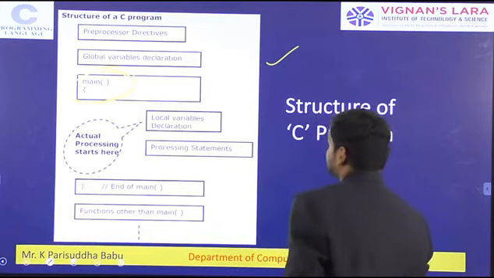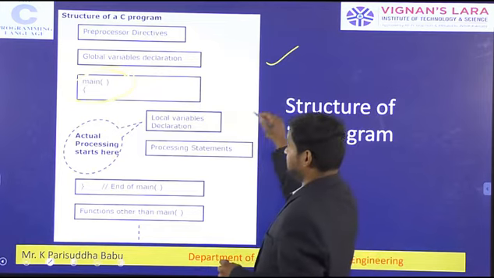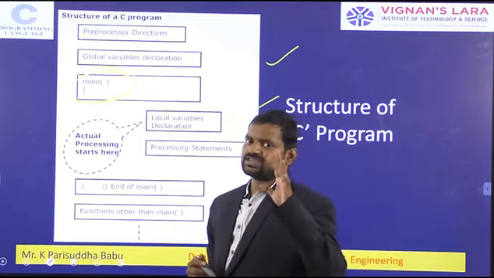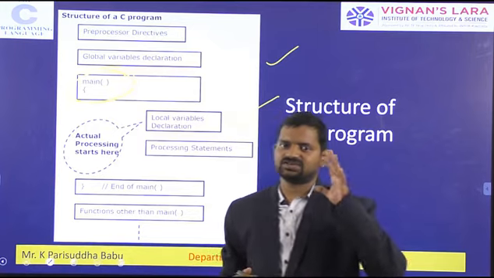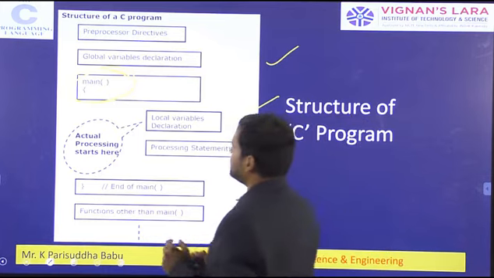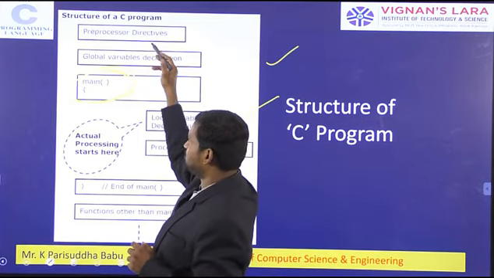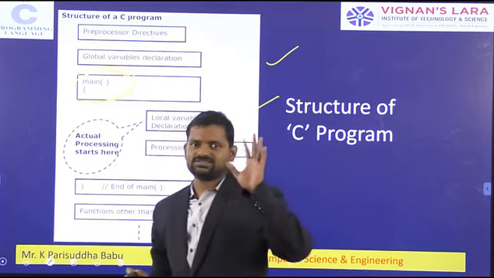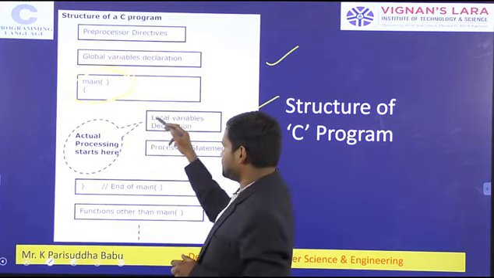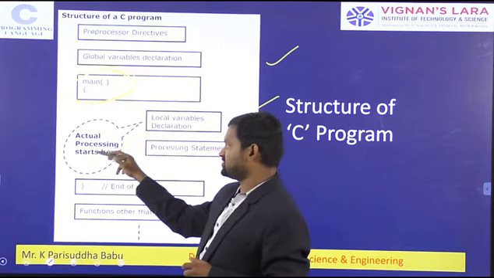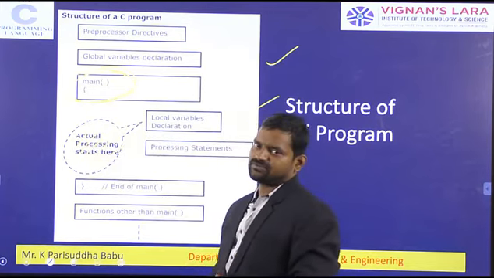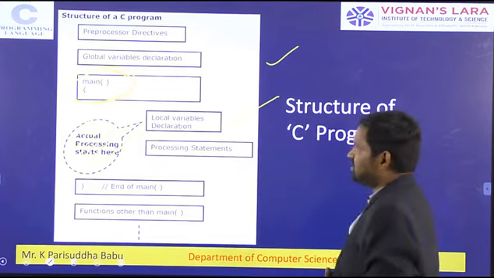After that comes the local variable declaration, where the actual processing starts. The actual execution will not start from the preprocessor directives and the global variable declaration, but from the local variables onwards. This is the structure we are explaining for every program.